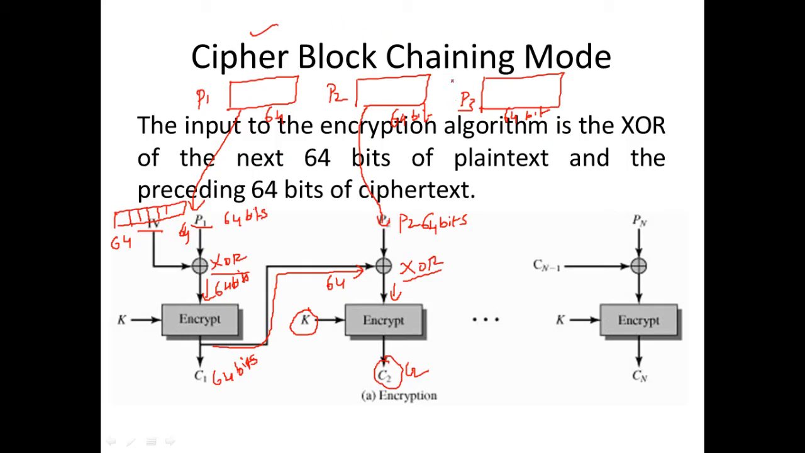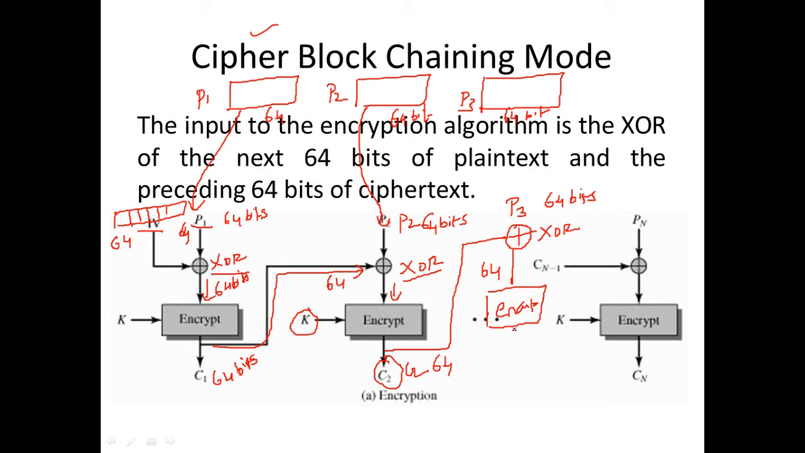To understand it far better, we'll take P3. So this is plain text block P3, and what we are going to do here is take this ciphertext which we have received in this phase. So this ciphertext is how many bits? 64 bits, and this plain text is how many bits? 64 bits. And we are going to perform a bitwise XOR operation. And this output of 64 bits will be going into an encryption algorithm, and we'll get ciphertext 3. And this will be further chained to the other blocks. So we have a chaining of blocks here in cipher block chaining mode.